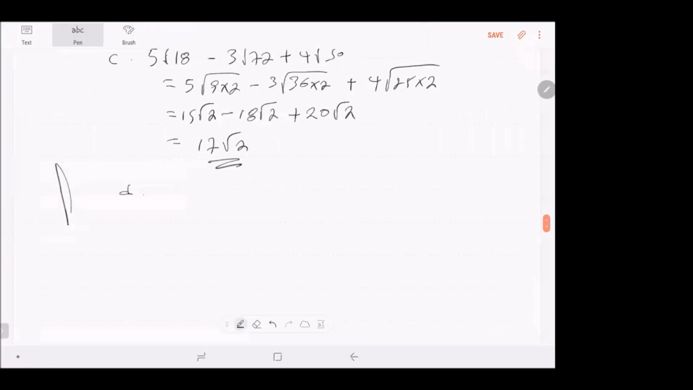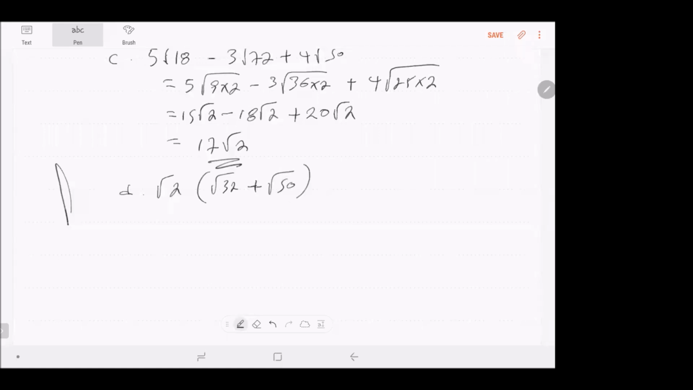Okay, now let us go to the rest of the cases. For this case, we will try to see how to multiply or divide radicals. For that case, just very simple. Let us consider the examples or the equations. D, the square root of 2 into the square root of 32 plus the square root of 50.